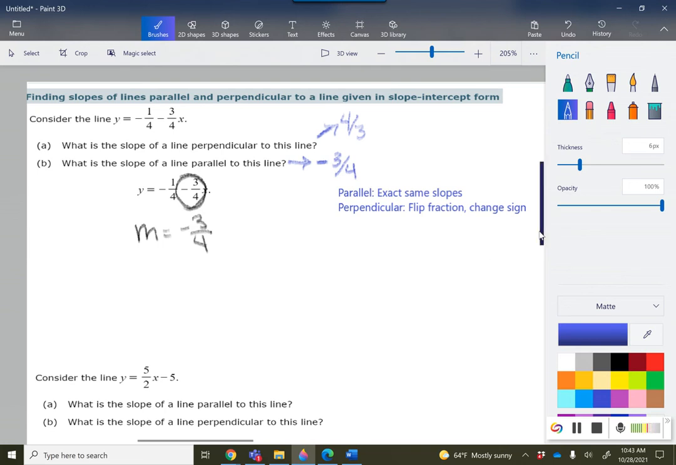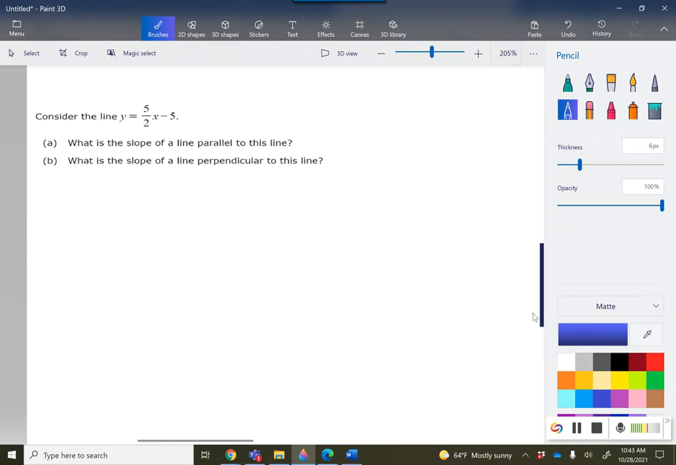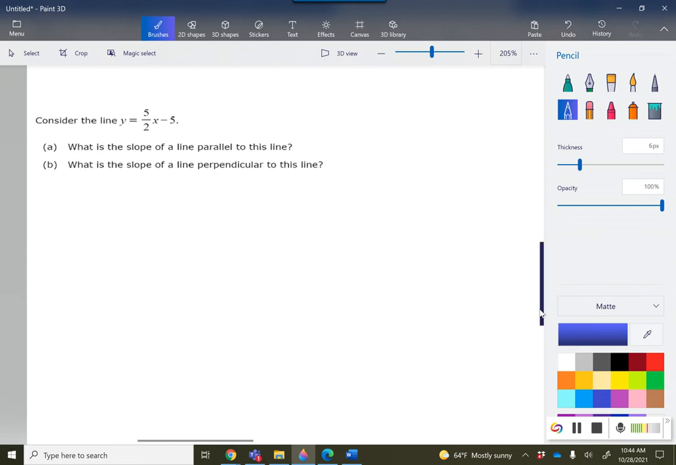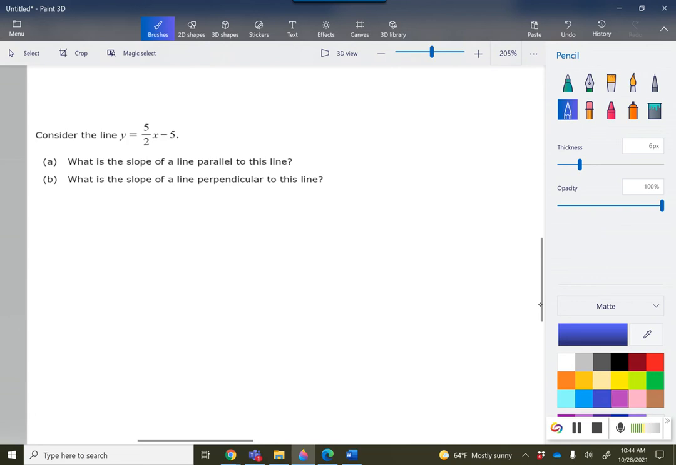I have a couple more just to make sure we get the point across. So we have y equals 5/2 x minus 5. Again, your slope is always going to be the number that is right in front of x, including its sign. So our original slope is 5/2. So you can go ahead and answer the parallel, because it's going to be the exact same.